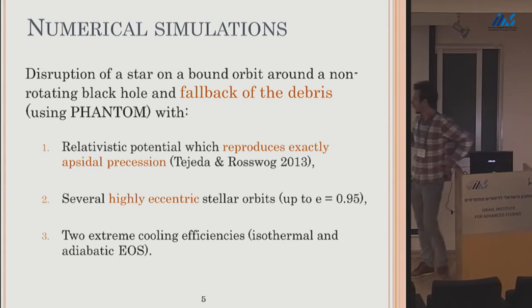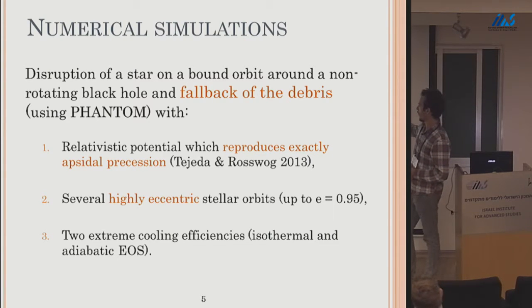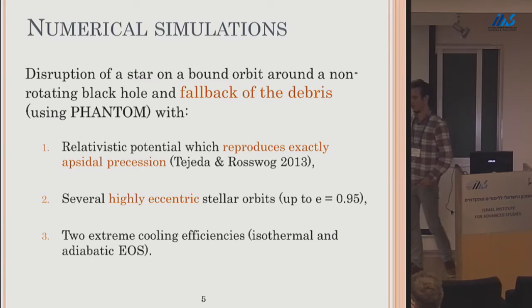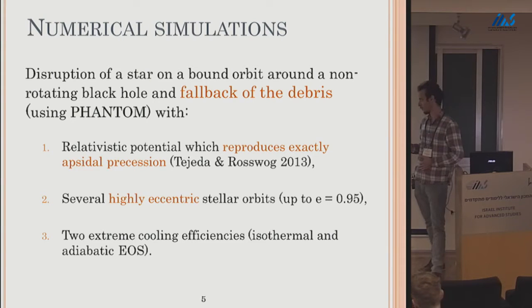Okay, so the simulation that we did is using an SPH code called Phantom, doing both the disruption of the star on a bound orbit around the non-rotating black hole, and then follow the fallback of the debris where disk formation takes place. And now there are three characteristics of this simulation that I want to highlight. The first is that we're using a relativistic potential that reproduces exactly the rate of apsidal precession. And so in this sense, our simulation is as accurate as a full GR simulation. But they're also cheaper, which allows us to probe a larger parameter space.